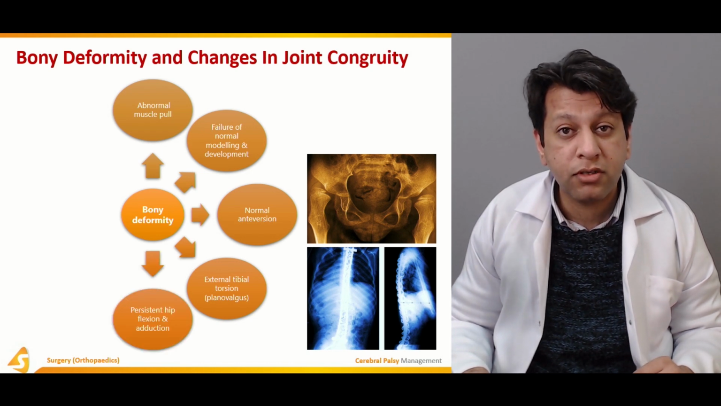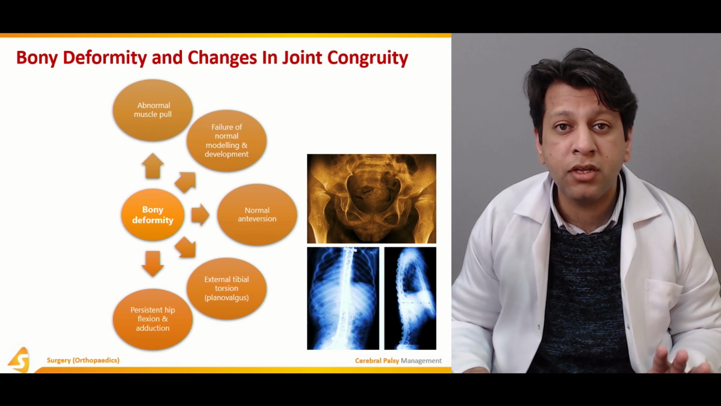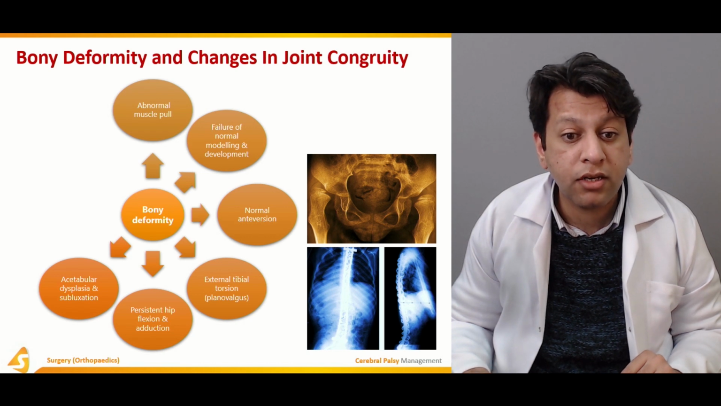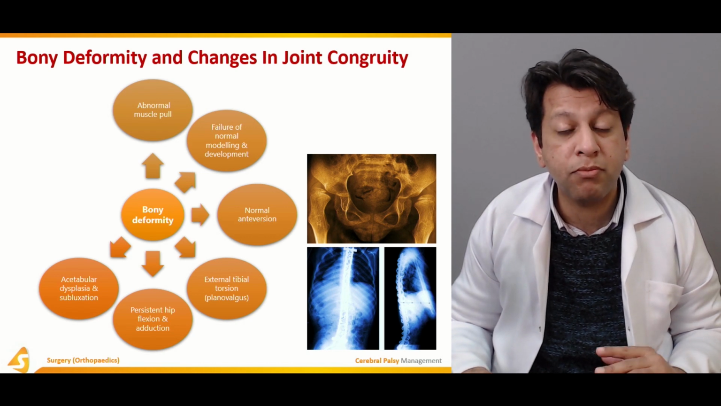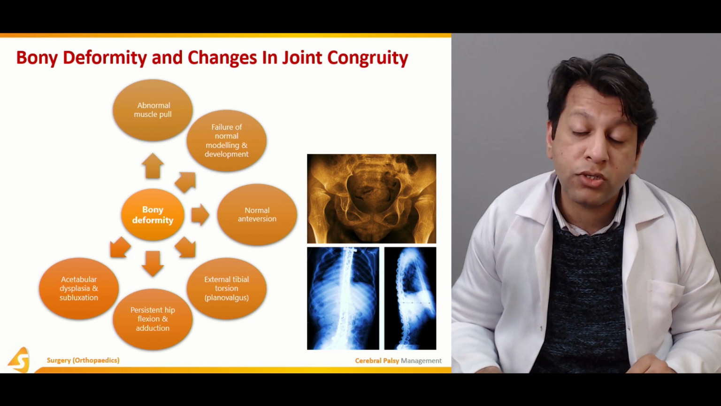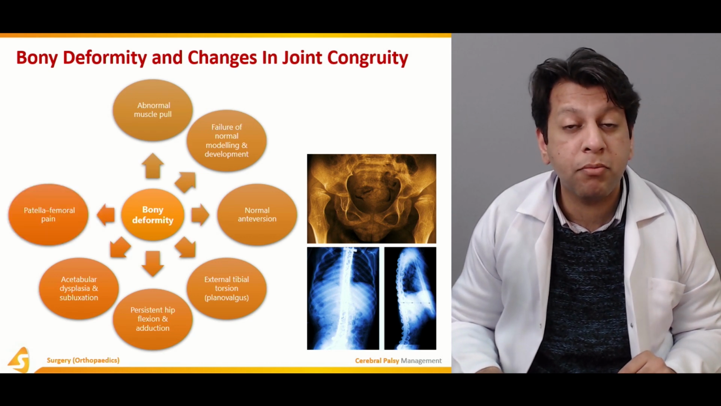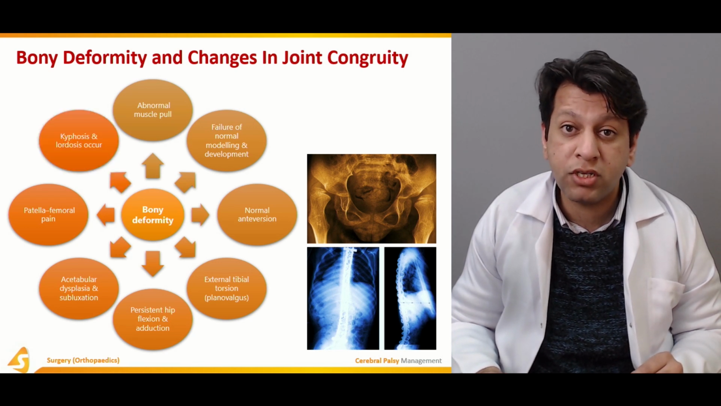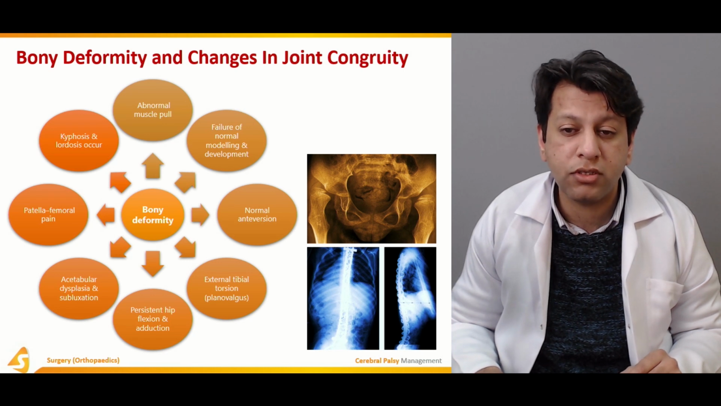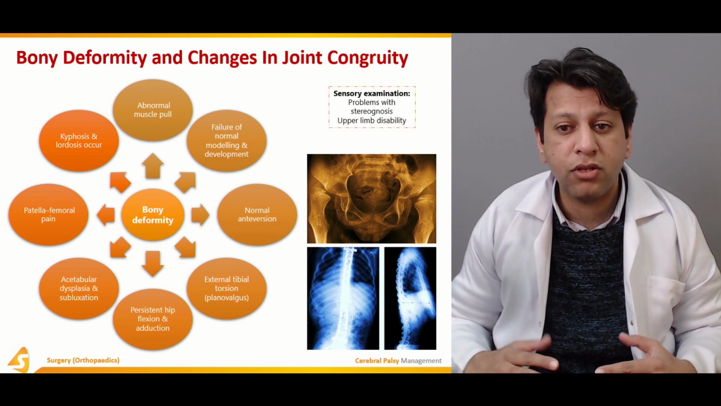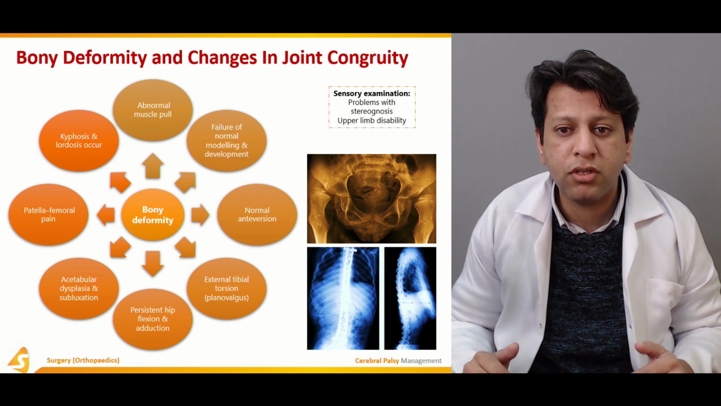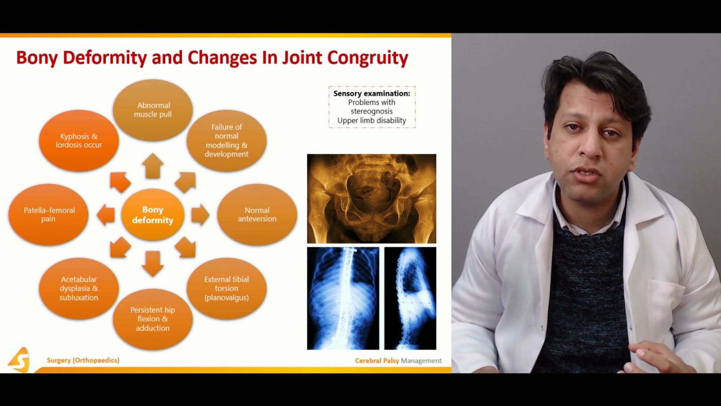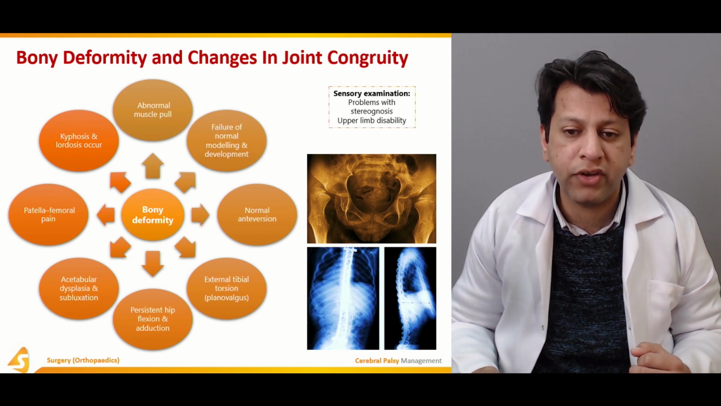There may be persistent hip flexion contractures associated with either a subluxed or dislocated hip joint. There may be acetabular dysplasia and subluxation of the hip joint, where we have to rule out whether there is associated DDH or not. There may be patellofemoral pain due to patellofemoral arthritis, and the spine may be abnormal as well, leading to increased scoliosis or kyphosis of the spine. Usually on sensory examination there is a problem with stereognosis and upper limb disability, but the main pathology lies in the motor system, and the motor system is what is mostly affected.